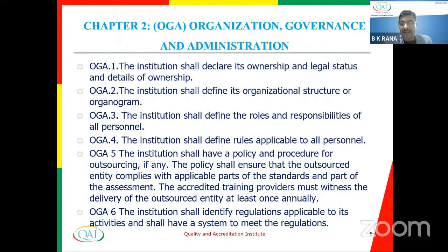The institution shall identify regulations applicable to its activities and shall have a system to meet the regulations. So this is basically to do the activity as lawful activities. So in case there are any legal or statutory requirements applicable to the activities or to the institution providing training course, they need to be identified, and once identified, they need to be complied with. So compliance comes only when you know what are applicable to you. So that's why it's important that you list them out. If there are any regulatory requirements that are applicable, list them out and then comply with them.